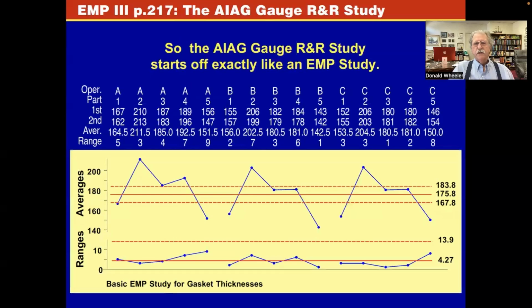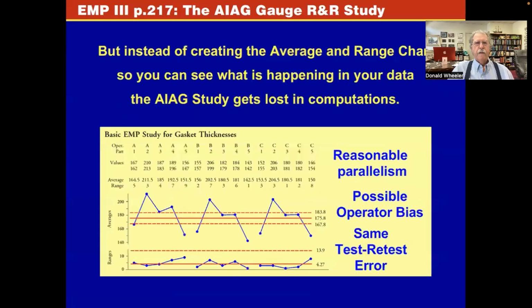So the AIAG gauge R&R study starts off exactly like an EMP study. In fact, this is an EMP study we saw back in chapter 6. But instead of creating the average and range chart so that we can see what's happening with our data, the AIAG study gets lost in computations. Here we immediately see we have reasonable parallelism between the operators. There's a possible operator bias for operator A, and the 3 operators have the same test-retest error.